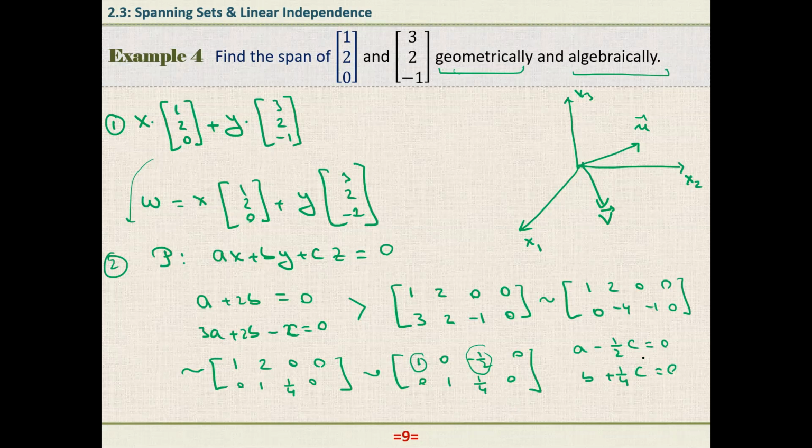Now from here, they are just multiples of these two things. If I take c as 4, for example, then b will be -1, and a will be 2, right? So this will give us the equation of the plane that passes through the origin. And these vectors (1, 2, 0) and (3, 2, -1) serve as direction vectors of this plane.